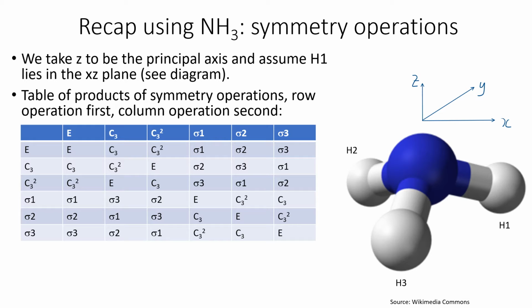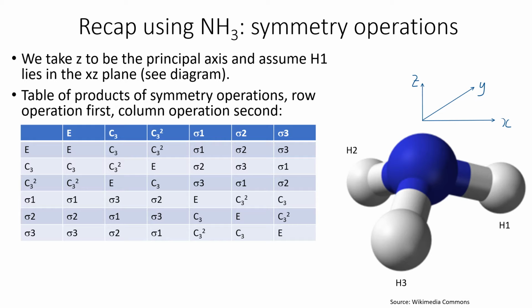And so as a bit of a recap, we can see how we can follow one operation by a second one and consider that as a product of two operations where we do the row one first. So for example, you can see if the row operation is E, the identity, then the combination of the two operations is just equal to the second operation there, trivially.